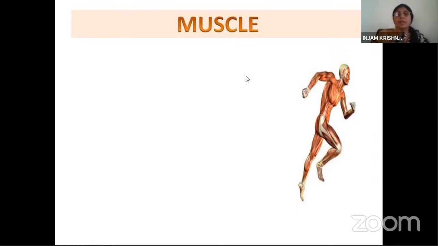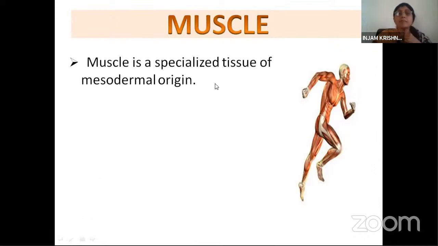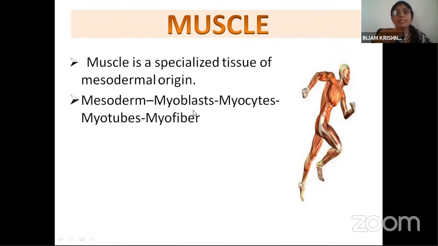This is the muscle. It is the muscular system. The muscle is a specialized tissue of mesodermal origin. All of you know that all our organs are derived from germinal layers, ectoderm, endoderm and mesoderm, isn't it? So our muscle originates from the mesoderm. At the embryonic stage, mesoderm has the myoblasts, and myoblasts are transformed into myocytes. Myocytes transform into myotubes. Myotubes are transformed into myofibers.